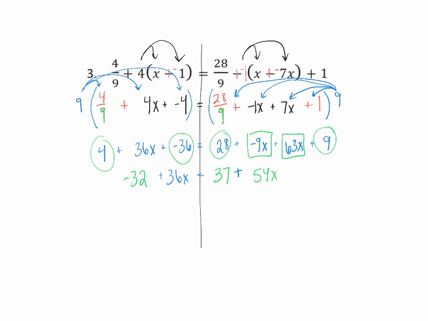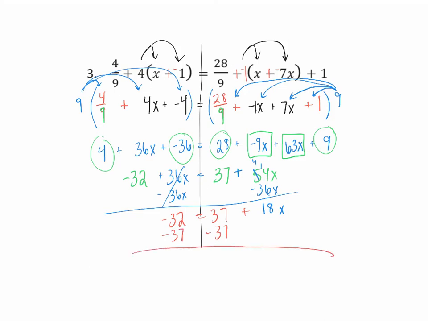Okay, now I'm going to move my x's to the same side. I'm going to take away 36x from over here and do the same over here. I get 18x. Now I'm going to move my 37 over. And negative 32 minus 37 is the same as saying plus negative 37. So this becomes negative 69 equals 18x.